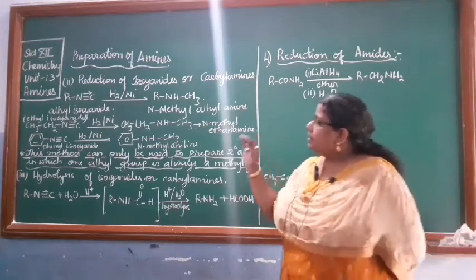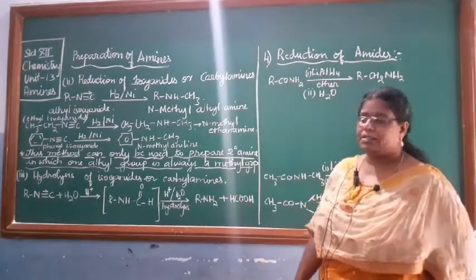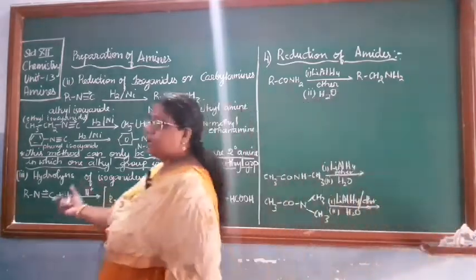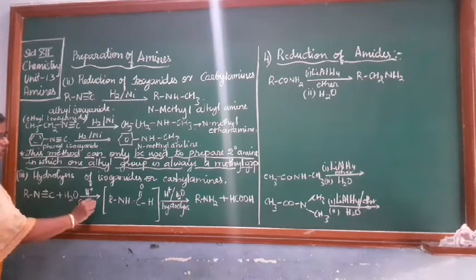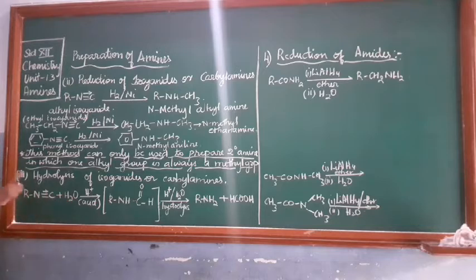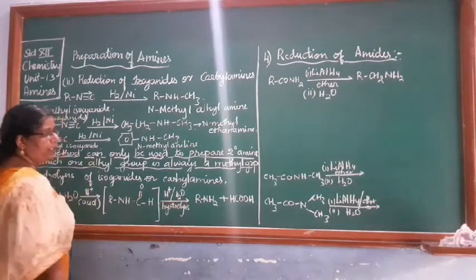Okay. Then the third is hydrolysis of isocyanides or carbylamines. Hydrolysis, these alkyl isocyanides जो बनते हैं, ठीक है, this undergoes hydrolysis only in presence of acids. Okay, ये एक बात याद रखना. We cannot have this hydrolysis occurring with an alkali. Okay, this only takes place in presence of an acid, and you will get the corresponding amine.